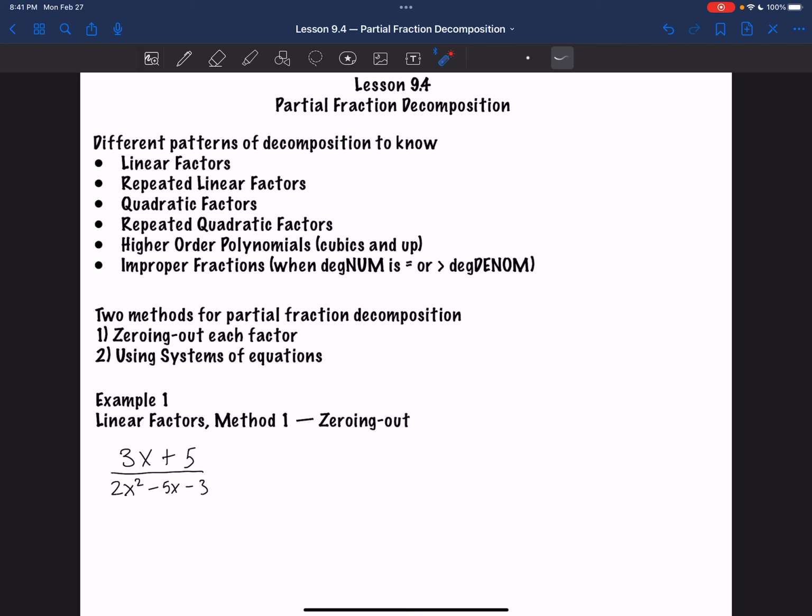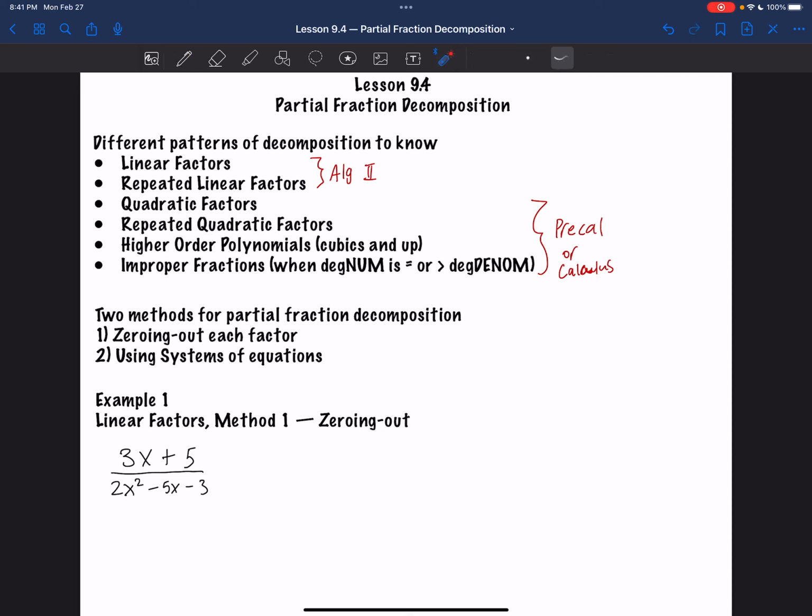Okay, so there are different patterns of decomposition we're going to talk about. However, all we're covering here in this video, Algebra 2, is linear factors and repeated linear factors. The rest is pre-cal or calculus, okay? I don't know how hard your pre-cal teacher is going to get with these, but you'll certainly reach max difficulty with calculus, okay? So there you go. But we're only covering these first 2, linear factors and repeated linear factors.